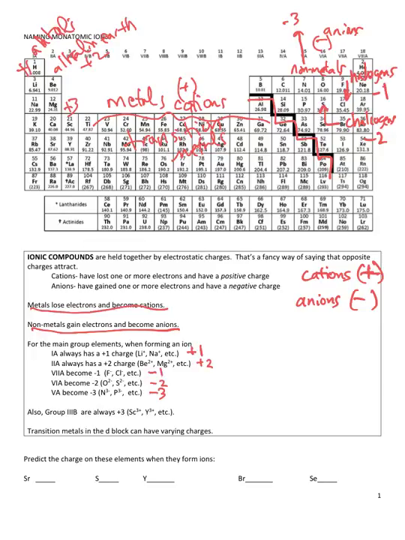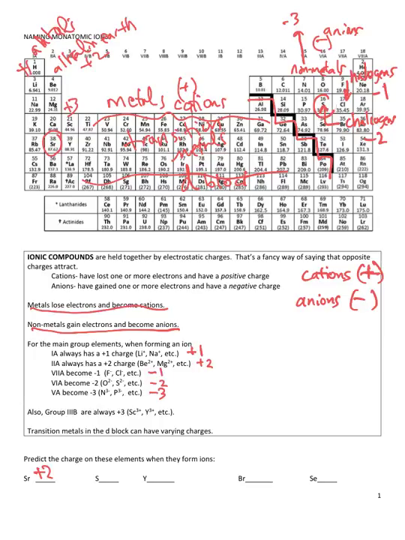We'll talk about electronic configurations a little later in this course, or maybe we won't, depending on which course you're taking. This middle block is sometimes referred to as the D block. So let's predict the charge on these elements when they form ions. Where is strontium? It's element number 38. It's an alkaline earth metal. It's in group 2A. It's going to get a +2 charge.